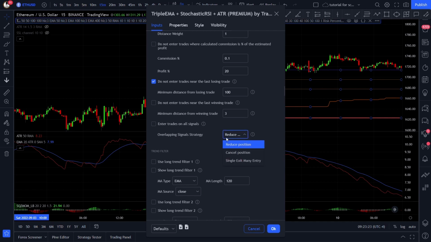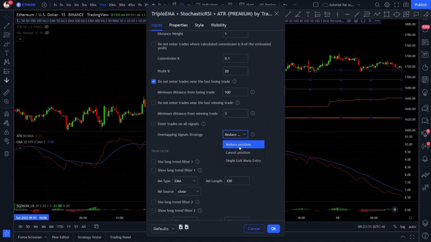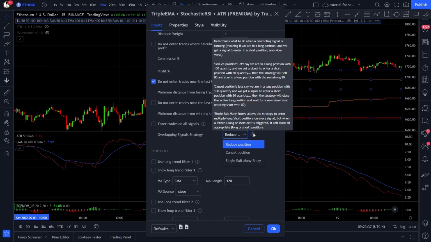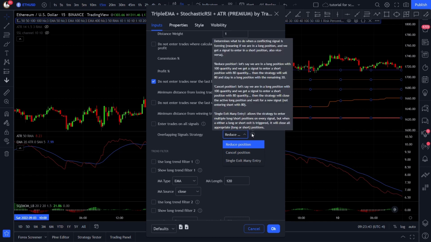Here you can set what the strategy should do if a short signal prints while the strategy is still in a long position, or vice versa. You can choose from 3 options. The first is reduce position. This will basically add together the positive order sized long positions and the negative order sized short positions. If their sum is positive, then a lower position sized long position will be opened, but if the sum is negative, then a lower position sized short position will be opened.